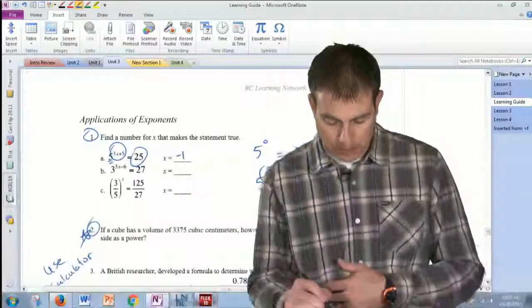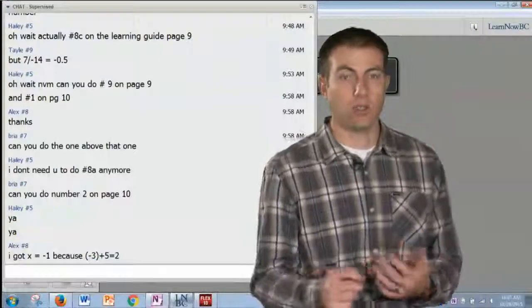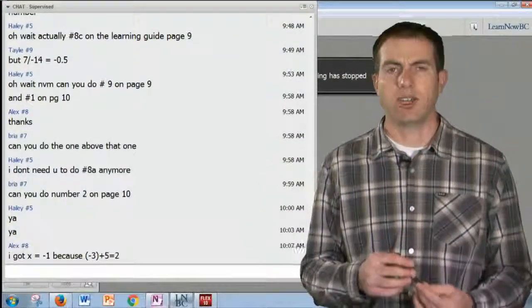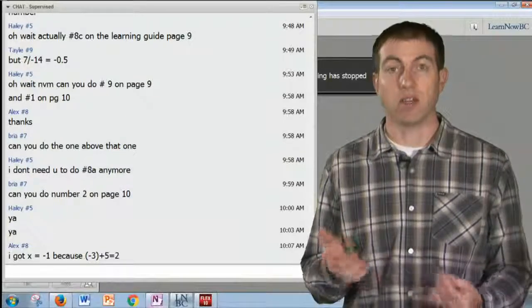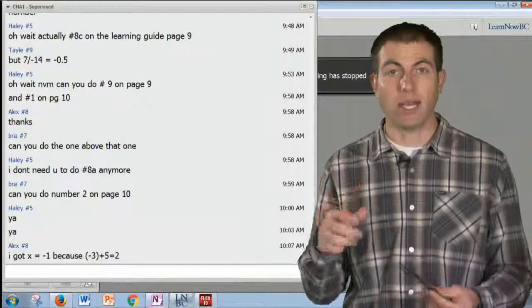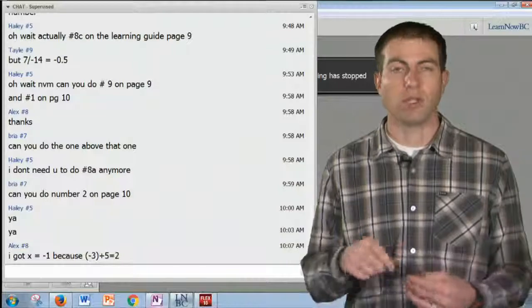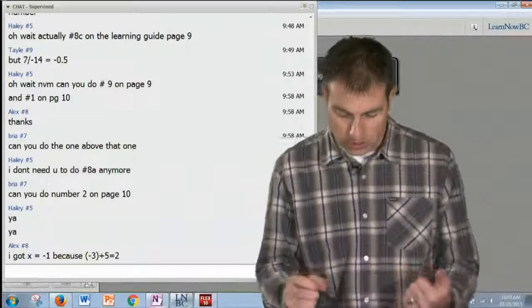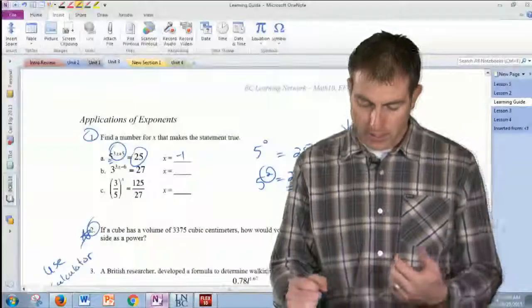And Alex, exactly what I was just saying, you are solving by inspection. That's what we call that. You're just looking at it and say, okay, well, it's 25. I know 25 is 5 squared. Whatever that exponent was has to be 2. So if I put in a -1, that gives me 2 in the top. So that's a perfect way to do it. There's nothing wrong with that.